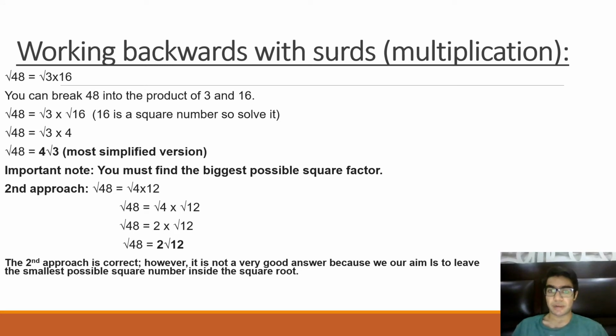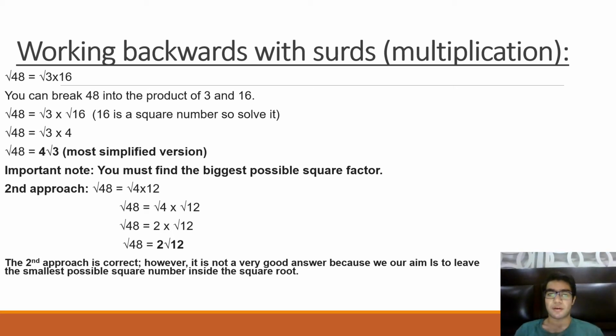So remember, this is for multiplication only. Working backward basically means breaking down the square root into some numbers. For example, we have square root of 48 over here. We can break it down to square root of 3 times 16, because 3 times 16 is equal to 48. So we can choose any two numbers which multiply together to give us 48, so that's 3 times 16. Square root of 3 times 16 is equal to square root of 48.